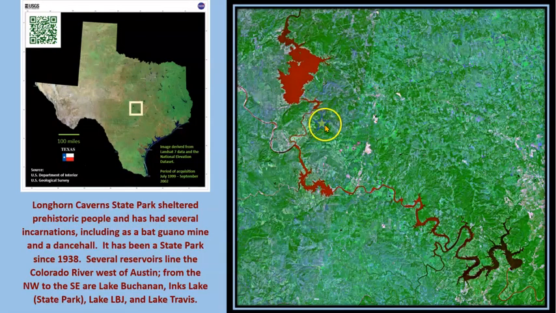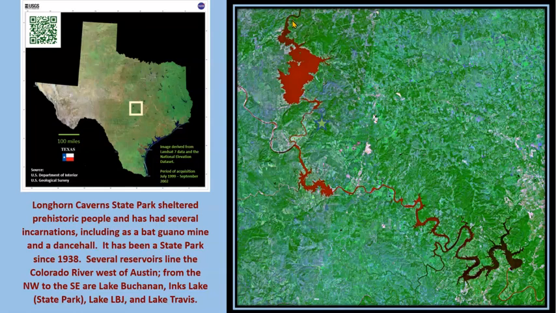Longhorn Caverns State Park sheltered prehistoric people and has had several incarnations, including as a bat guano mine and a dance hall. It has been a state park since 1938. The Colorado River runs across the scene, and several reservoirs are built along this river.